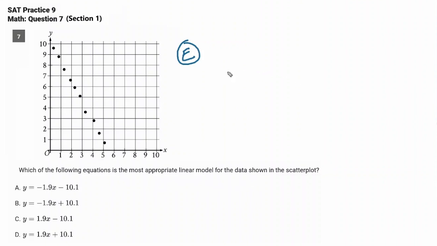This is a problem where there's not much math required. You just have to know the line equation. What is it? It's y equals mx plus b. What is the slope of this line equation? It's m. So I'm going to write down A, B, C, D big and bold, and I'm going to think about what's my slope here.